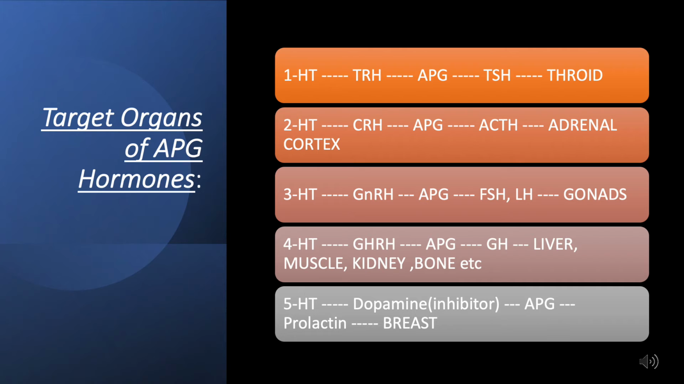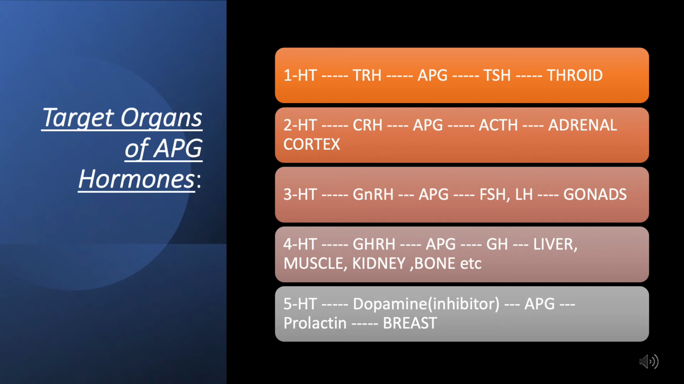4. Hypothalamus releases growth hormone-releasing hormone, GHRH, and triggers anterior pituitary gland. Then, anterior pituitary gland releases growth hormone, GH, somatotropin, and its target organs are liver, muscle, kidney, bone.